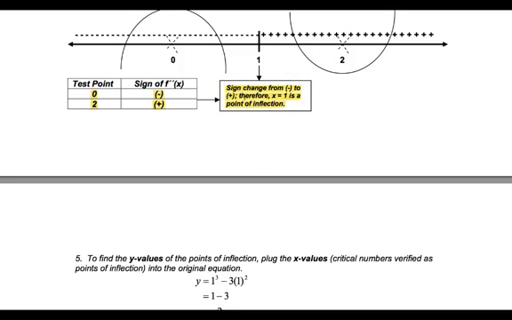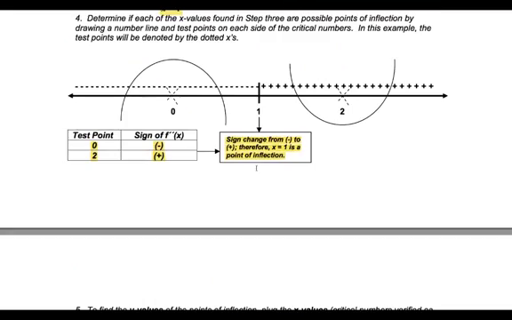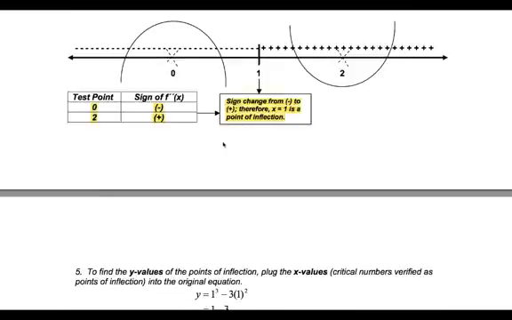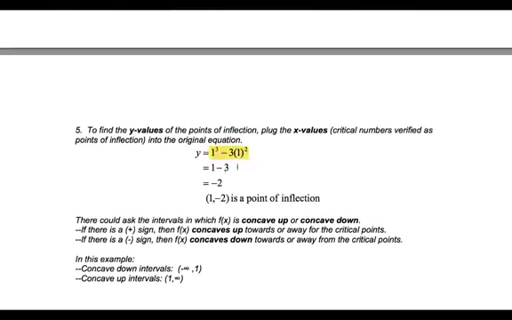But remember, your answer has to be an ordered pair, so to get your y value, you have to go back to this original equation, plug in your 1, and you're going to get 1 minus 3, which is negative 2. So your actual point of inflection is (1, -2). Okay, so that's you plugging into the original.